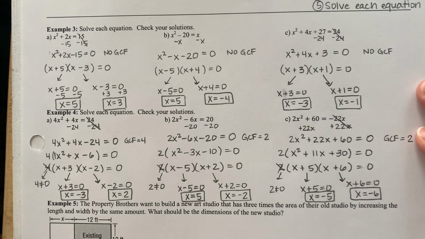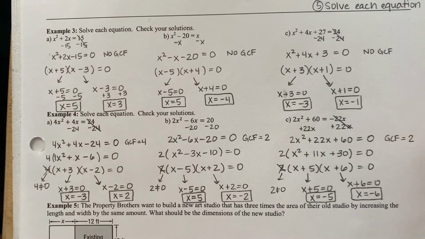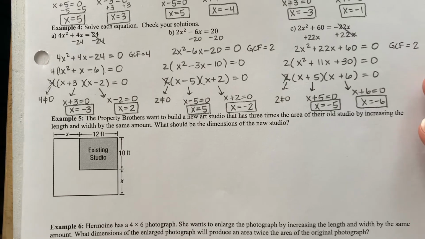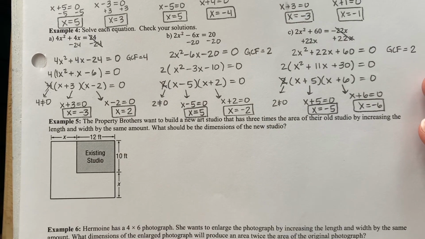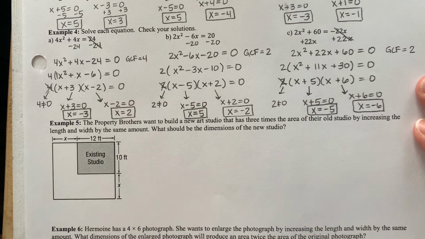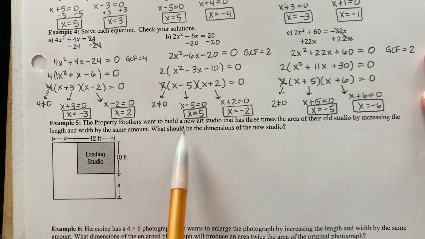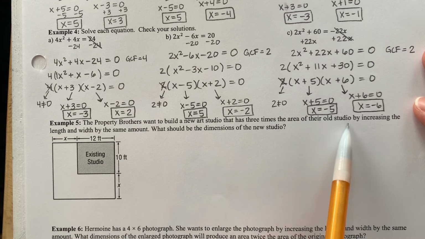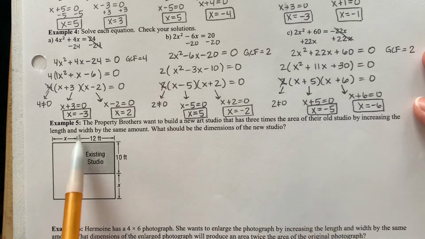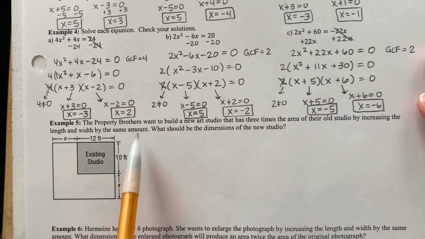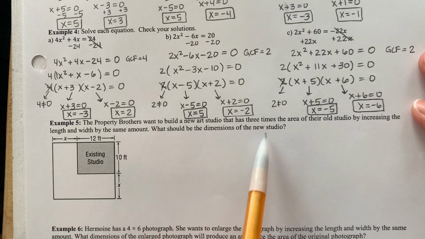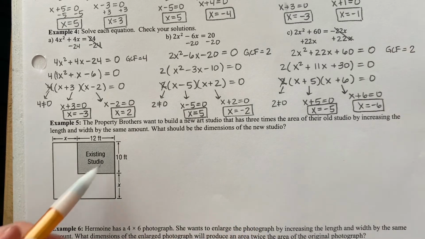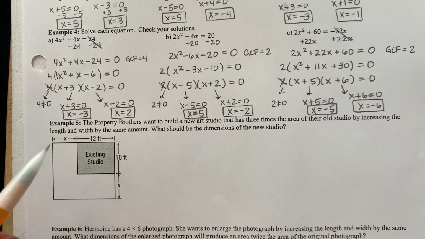All right, so the last two problems are word problems, and let's go ahead and read example 5 together. The Property Brothers want to build a new art studio that has 3 times the area of their old studio by increasing the length and width by the same amount. What should be the dimensions of the new studio?